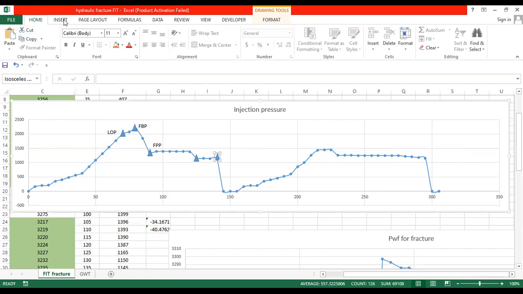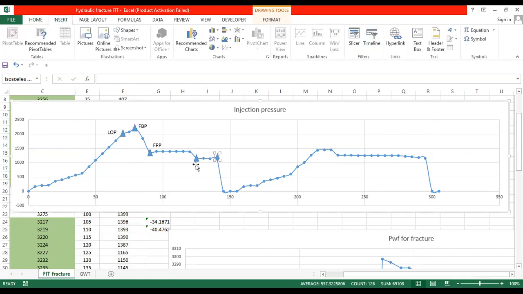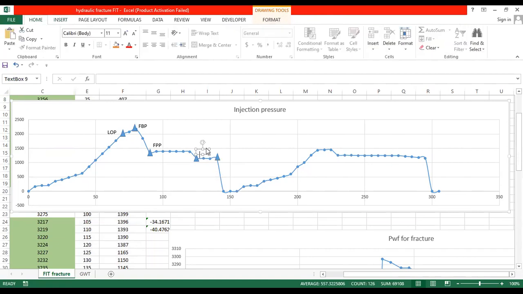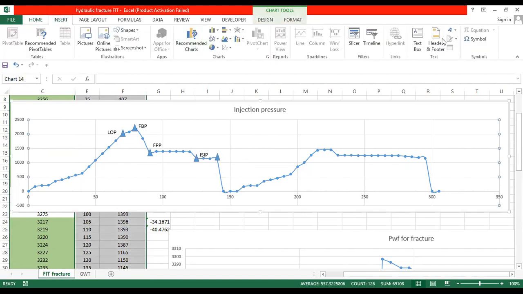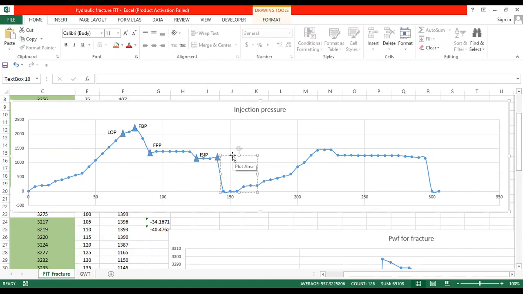So these are very important points. This is the time gap between FCP and ISIP, which shows that the fracture has the potential to maintain itself without any artificial injection up to that point. So this is initial shut-in pressure, ISIP, and it continues until it reaches fracture closure pressure. Fracture closure pressure, FCP, means the fracture potential has been completely gone.